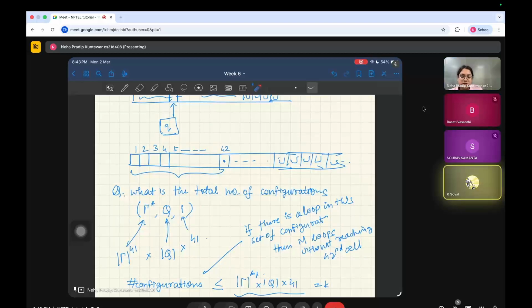Yes, right. But the number of possibilities to be explored would be huge, isn't it? Huge, but finite is enough for us.